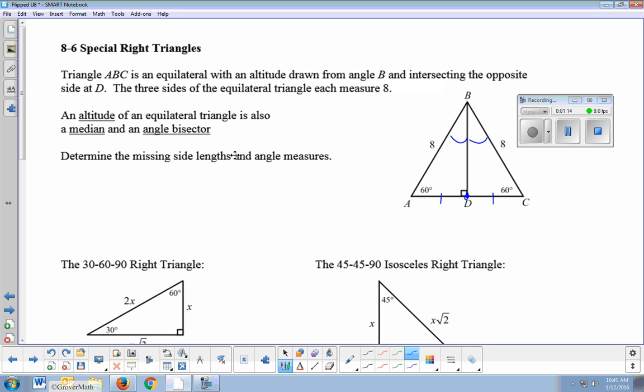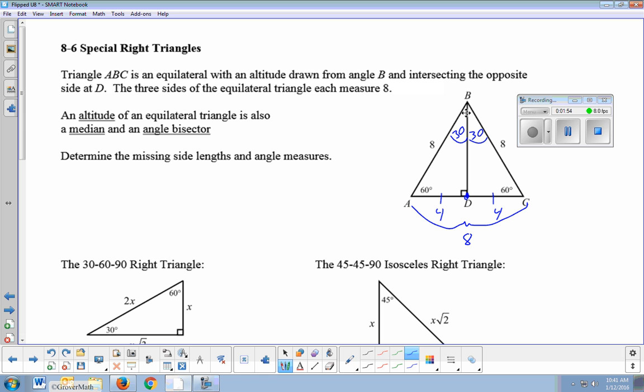So determine the missing side lengths and angle measures. Well, the missing side lengths, we know that is an equilateral triangle, so it's 8, 8, and this whole side is 8. But since we determined that D is the midpoint, because this is a median, that means that AD is 4 and DC is 4. The missing angle measures, we knew that this was 60, we knew this was 60, and angle B as a whole was 60 because it was an equilateral triangle, but now we're saying it was bisected because of this angle bisector, so that makes this 30 and 30. And obviously 90 and 90.